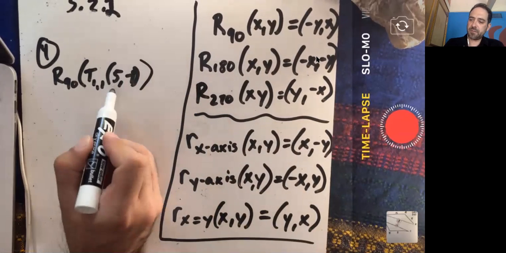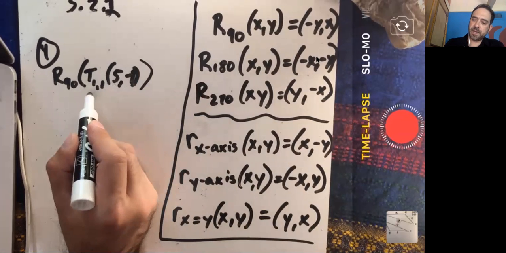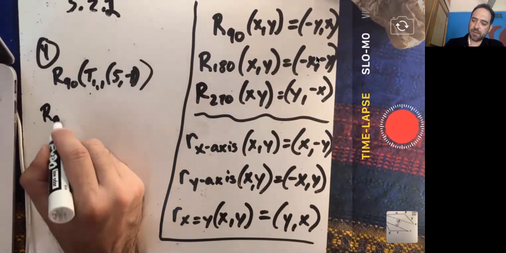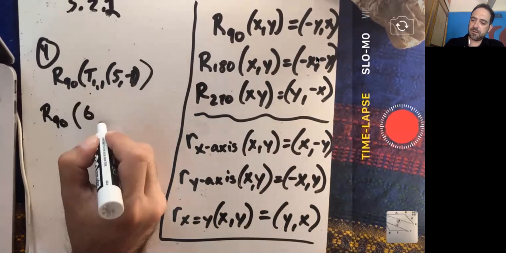Now, first we have this point here, (5, -1). We need to translate it (1, 1). So this is my h, that's my k. Add it to the x and the y. We'll end up with the point (6, 0), then a rotation of 90, which we have to do.